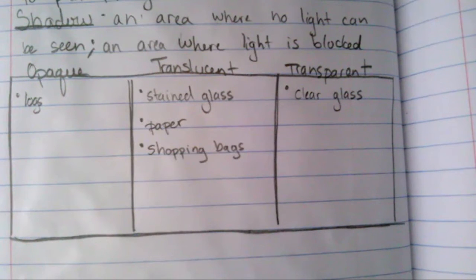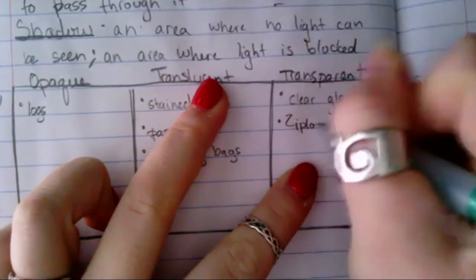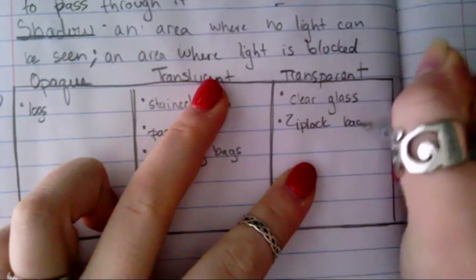Mr. Jones? I couldn't hear you. A sandwich bag, like a Ziploc sandwich bag or the gallon baggies that we put our lunch money in. What might that be an example of? That'd be transparent. Yeah. So we could say like Ziplocs.